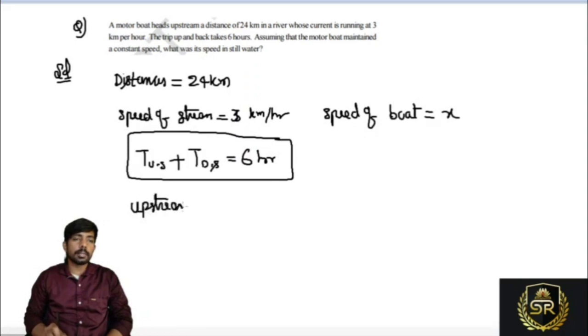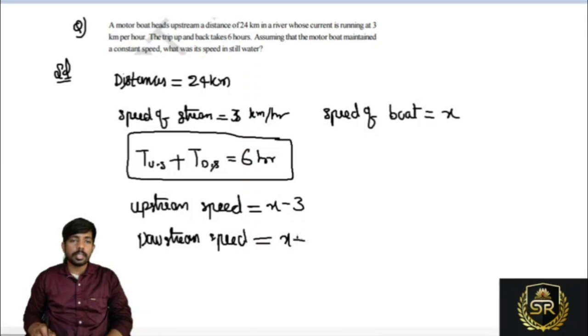Upstream speed is always a subtraction, right? Boat speed minus stream speed, so upstream speed is x minus 3. Downstream speed is equal to x plus 3.